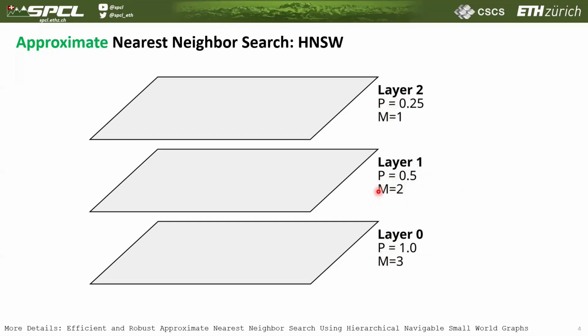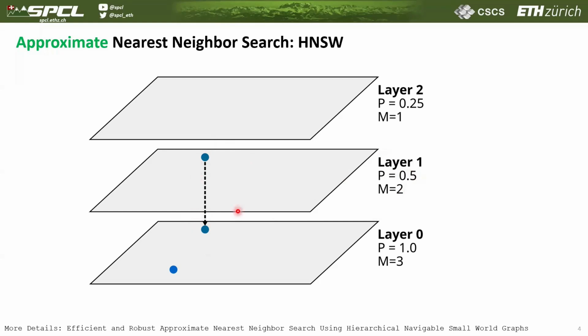Now let's look at how we build this data structure. For each of our database points, we first add them to layer 0 with a probability of P equals 1. So each point is added to layer 0. We add these points to layer 1 with a probability of P equals 0.5. So some points are also added to layer 1. And whenever this happens, we add an edge from this point in layer 1 to the equivalent point in layer 0. So when a point is added to layer 1, it is always also entered to layer 0.